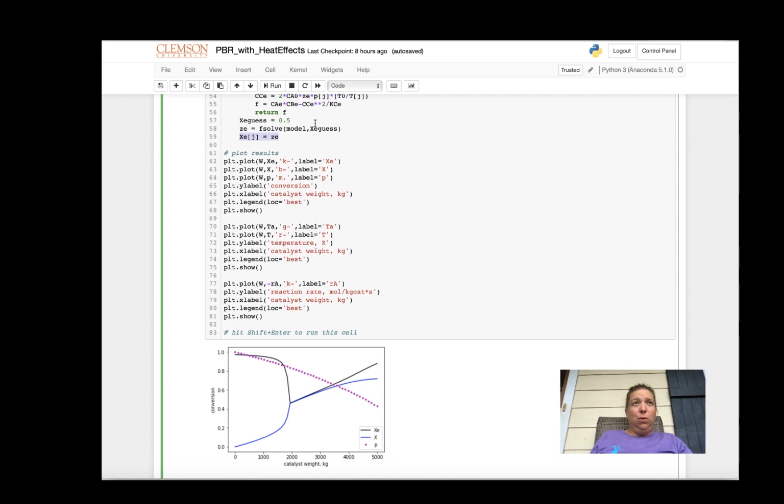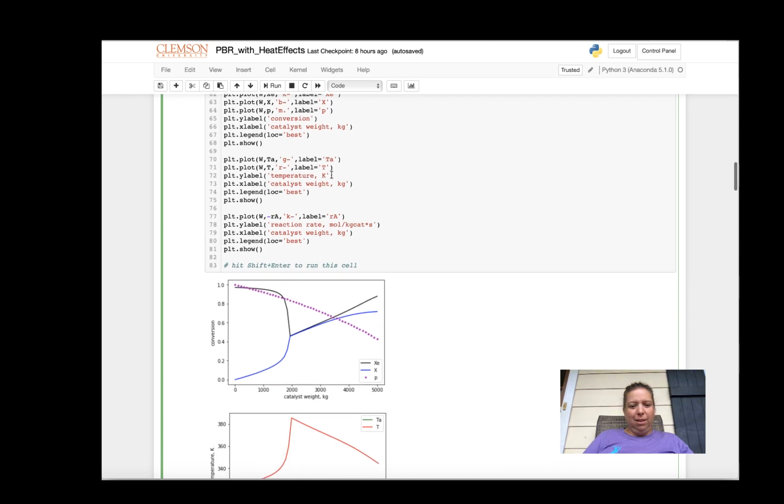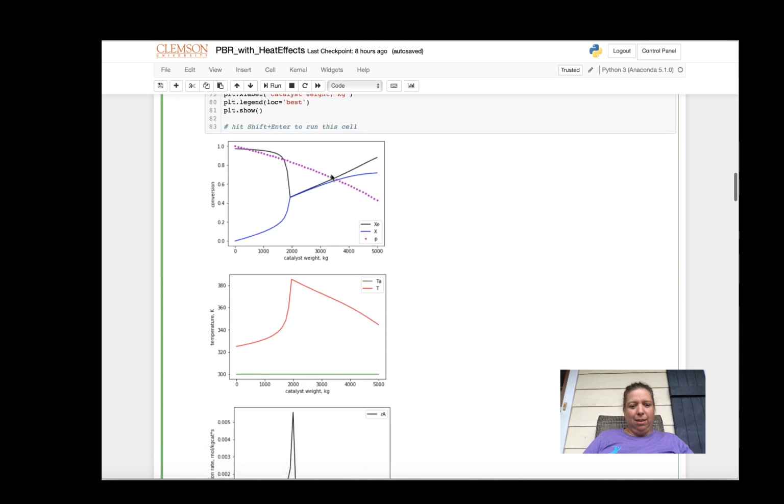Now I can plot the different results. I'm going to plot my x's on one graph, my temperatures on another, and my rate on another. And on my x graph, because it's the same order of magnitude, I'm going to plot p also. I know I wasn't asked to do that, but it's helpful for me to see how p is behaving, just so that I can understand the system a little more. So these are the graphs that I get.